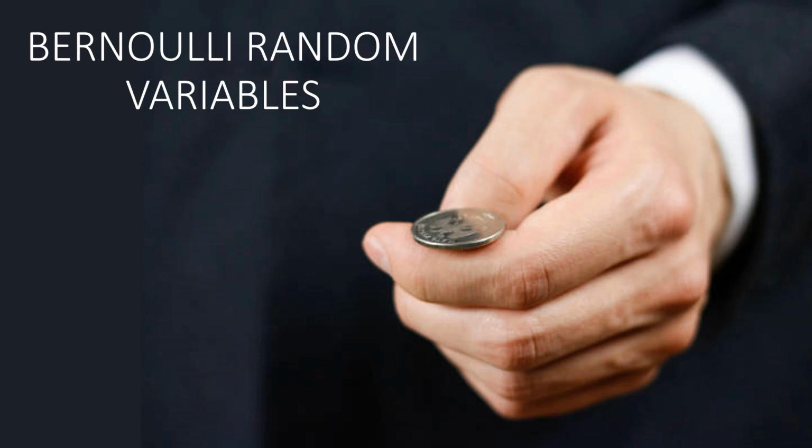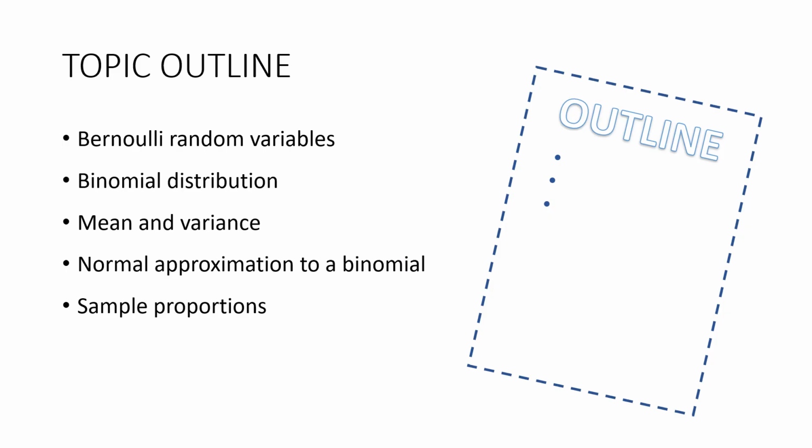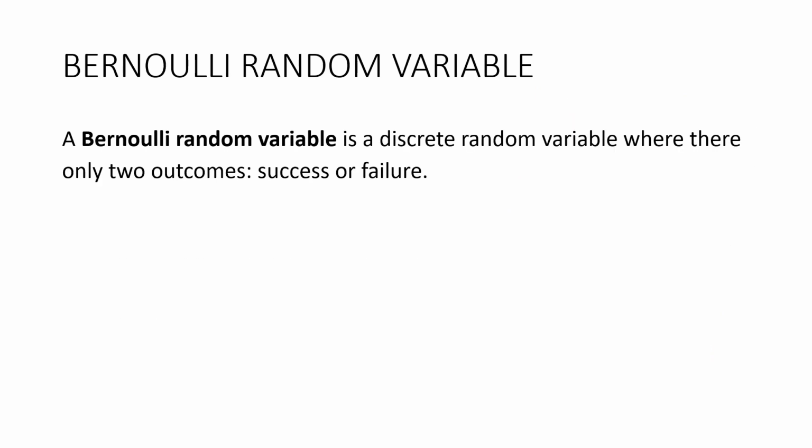Hi Year 12. This is the first in a series of videos for the topic Statistical Analysis for Extension 1 Mathematics. So in this topic, we're going to look at Bernoulli random variables, binomial distribution, mean and variance, normal approximation to a binomial, and sample proportions. So let's start with Bernoulli random variables.